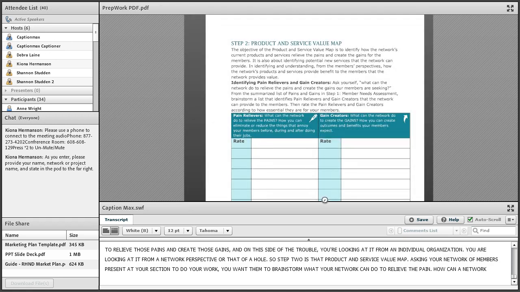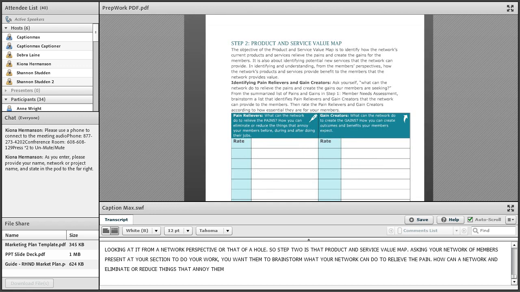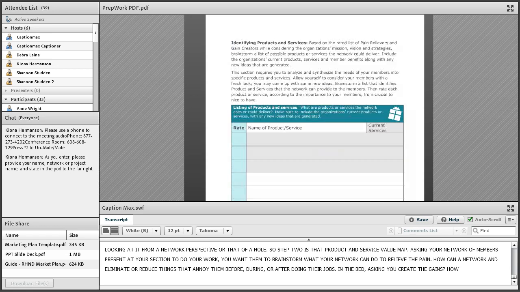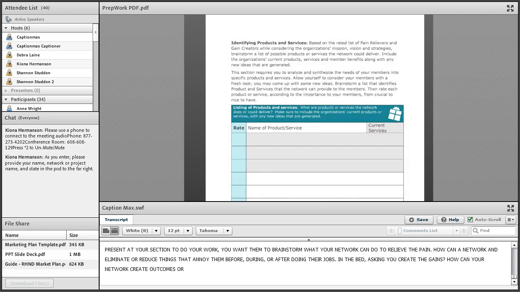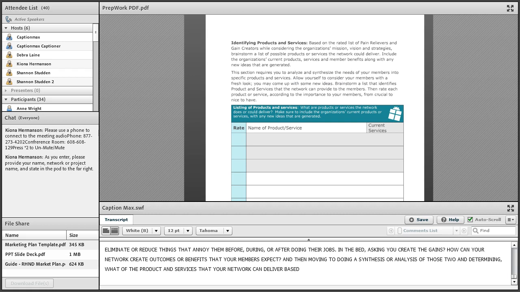So step 2 is that product and service value map. Asking your network members present at your session to do your pre-work, you want them to brainstorm what your network can do to relieve the pains. How can the network eliminate or reduce the things that annoy them before, during, or after doing their jobs? And then asking, how do you create the gains? How can your network create outcomes or benefits that your members expect?